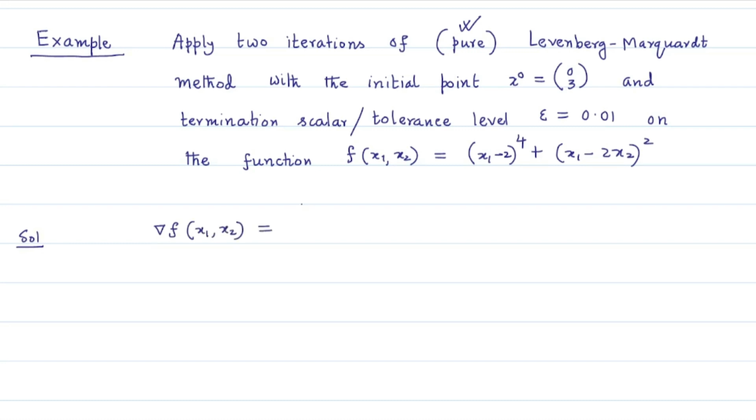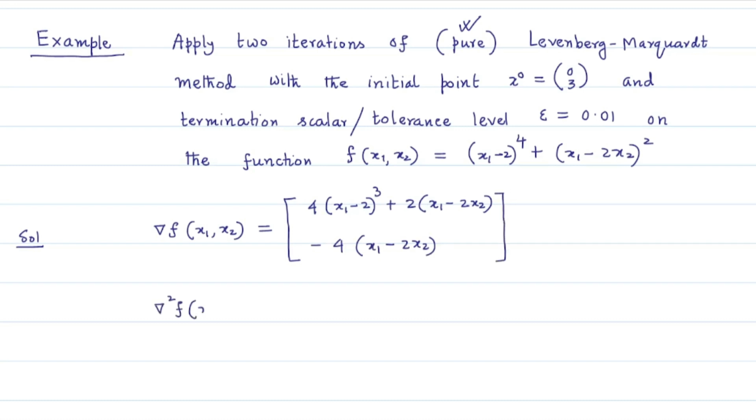To find the iterative points by the Levenberg-Marquardt method, we first find the expression of gradient and Hessian at a general point (x1, x2). The gradient is given by 4 times (x1 - 2)^3 + 2 times (x1 - 2x2). The second component is -4 times (x1 - 2x2). The Hessian matrix at (x1, x2) is given by this 2 by 2 matrix.